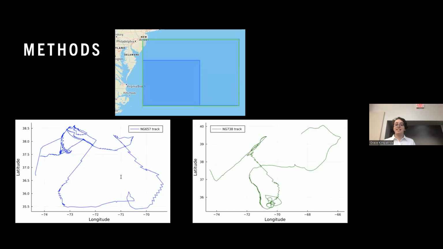To begin with, all of this analysis was conducted with Julia, which is an open source, high performance programming language. Here you can see two maps. The one on your left is the path that NG657 charted over the course of its deployment, while the right one shows the path that NG738 charted. Note that NG738 covered a much larger geographic area than did NG657, as you can see in the top image. The larger box, bounded in green, represents the range of NG738, while the smaller blue bounded box represents the range of NG657.